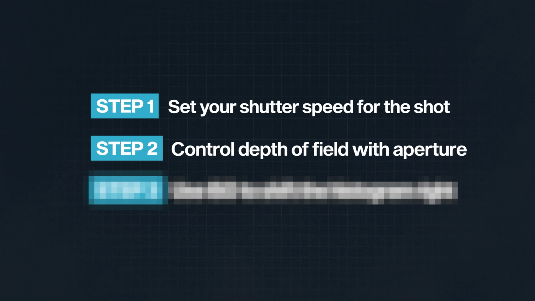Which then leads on to step number 2, which is to set your aperture to control the depth of field. Now, this isn't a blanket rule, but it's most photographers on most locations and most shots most of the time. When we're shooting landscapes, we almost always want the front of the scene and the back of the scene to be in what's called acceptable focus.